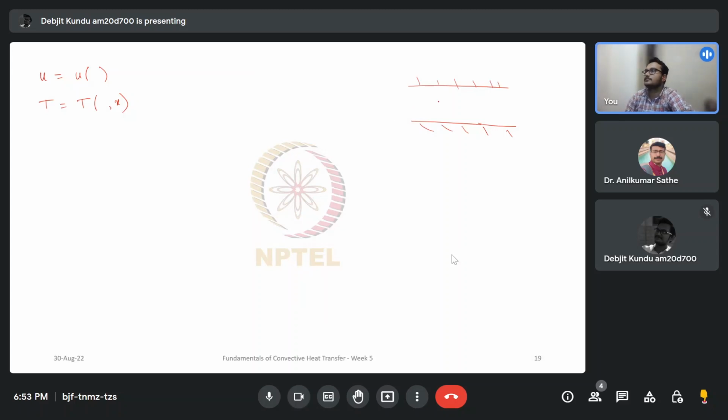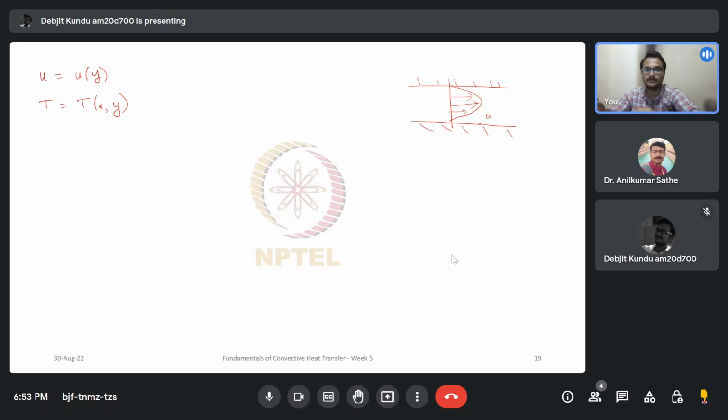So it's a flow with a velocity profile like this. It could be parabolic, it could be something else as well. We don't care. u is a function of y only, and t is a function of both x and y. Whatever functions are there, those are known functions. We know them. Now, while calculating bulk mean temperature, what is the philosophy behind it?